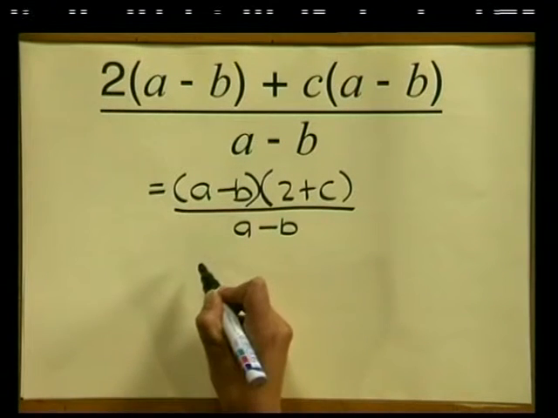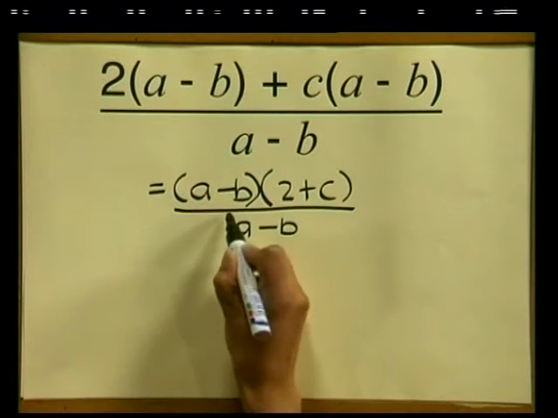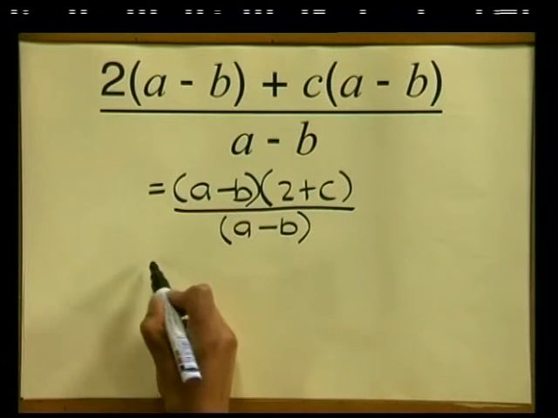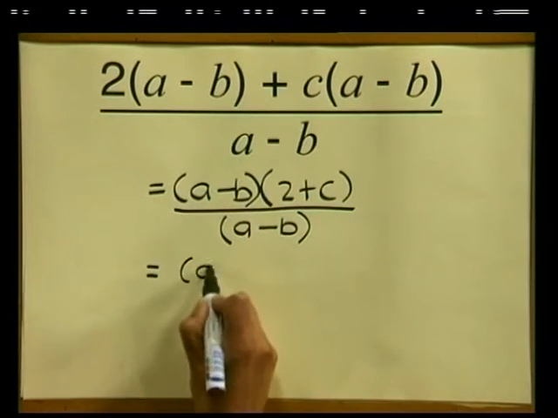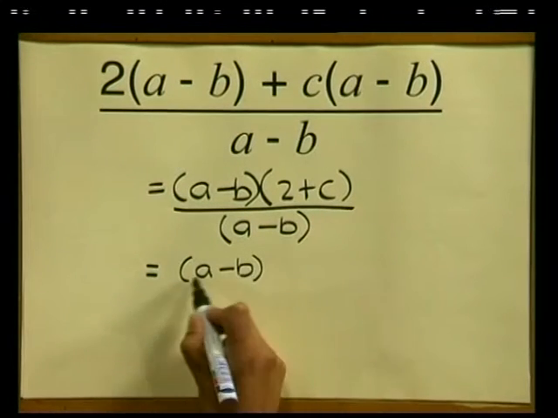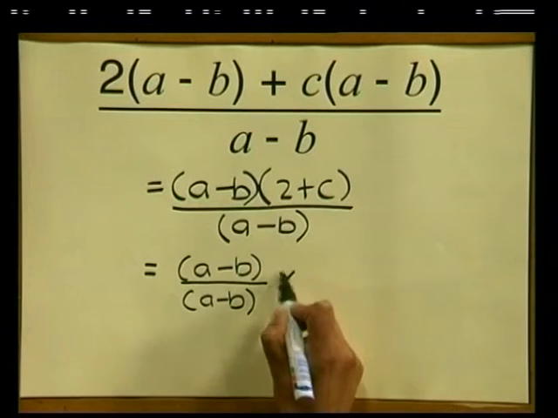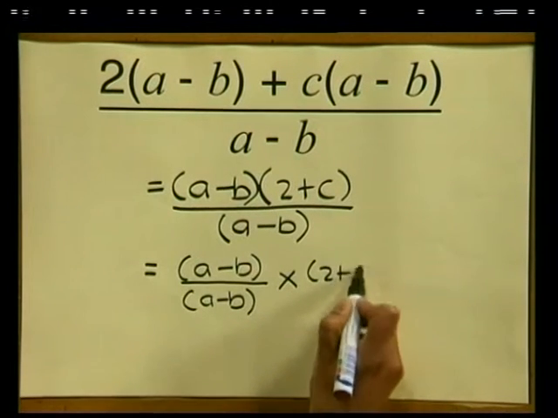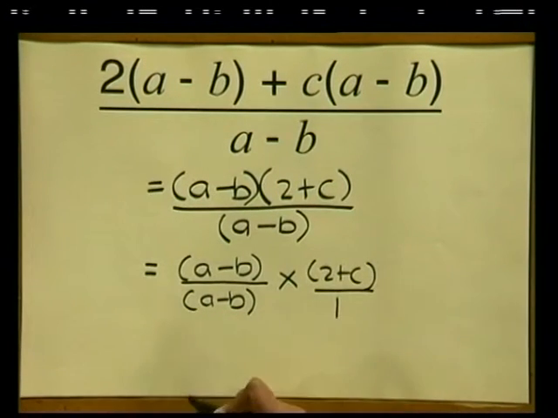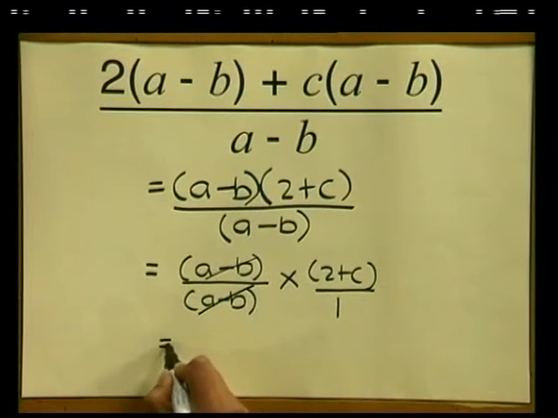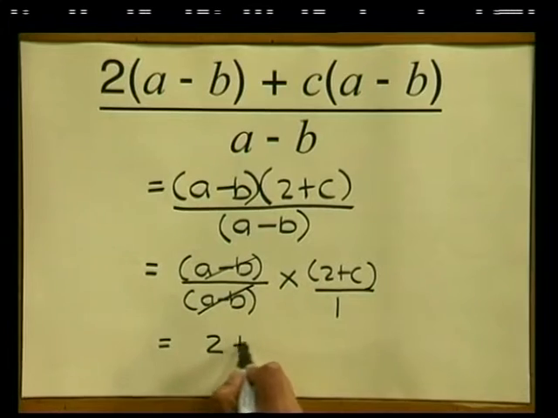Now what we can do is write the denominator into a bracket to make it one factor. And then we can rewrite this as a minus b divided by a minus b multiplied by 2 plus c divided by 1. And as we can notice, the a minus b's will cancel out and we are left with 2 plus c.